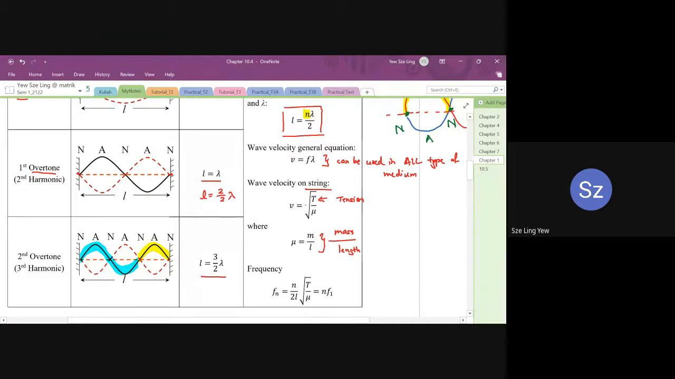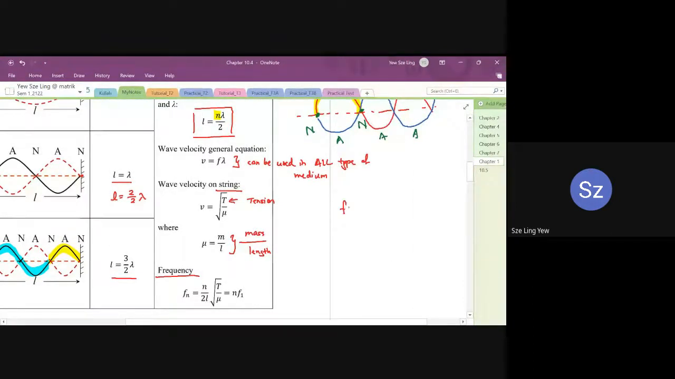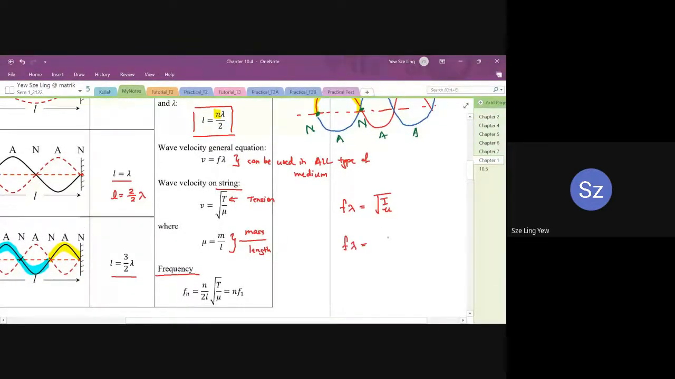So when you combine these four equations together, it gives you a general equation for the resonant frequency inside a string, where Fn is equal to n over 2L square root T over mu. You go through a series of derivations. So f lambda equals square root T over mu. F lambda is then equal to T over M over L, and then you keep deriving.